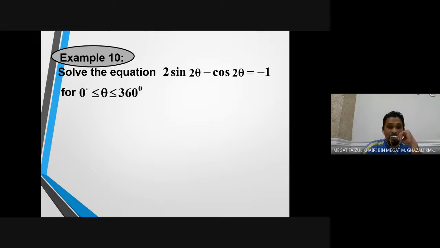You know, example pun makin banyak lagi ni. Siapa dah buat nota kuliah sekarang? Tengok ada berapa slide lagi yang untuk ni? Siapa ada buat nota kuliah? Ada beberapa slide lagi nak habis ni. Oh, example 10, the last one. Okay, sorry. The last one.